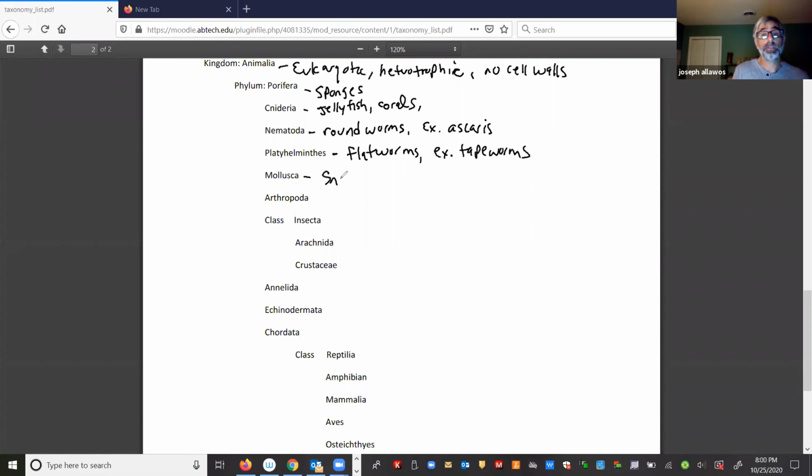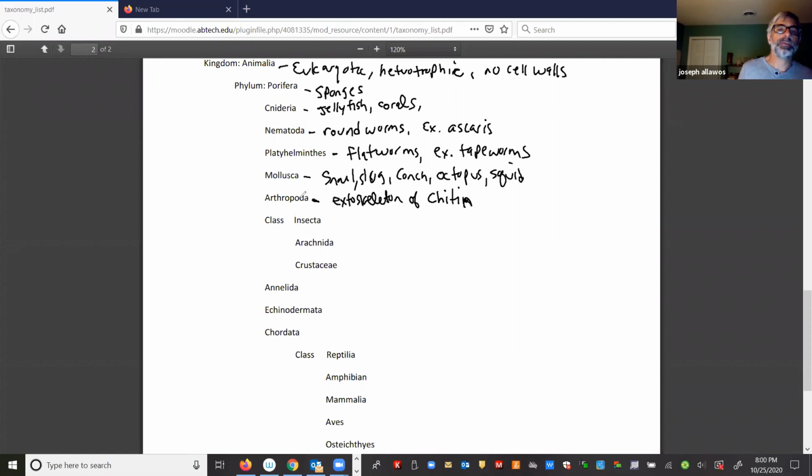Mollusca are the mollusks. What are mollusks? Snail. Slug. What about sea mollusks? Conchs. Octopus. Squid. Lots of those. Arthropoda are all animals that contain an exoskeleton of this stuff called chitin. Chitin is a polysaccharide similar to cellulose.